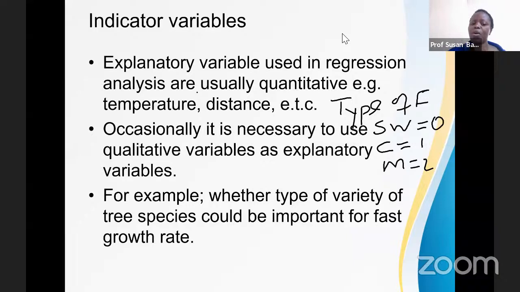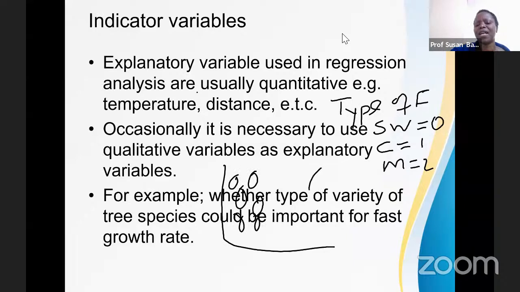Now, when do we use indicator variables? When we have qualitative variables that also act as explicit. And when do you know that you need to use them? I'm just going to construct here a scatter diagram. And you find that the data is in groups. For example, you have here and then another one here.